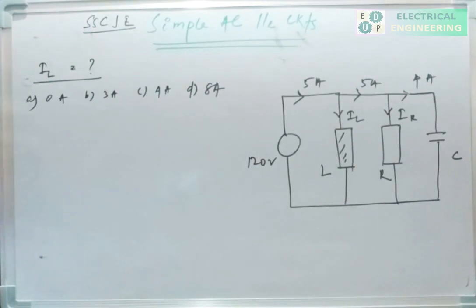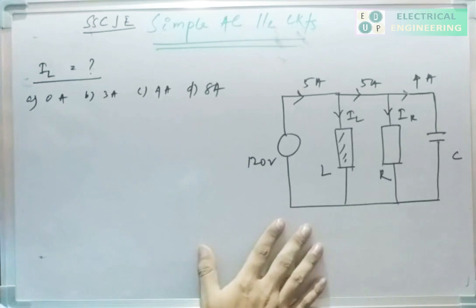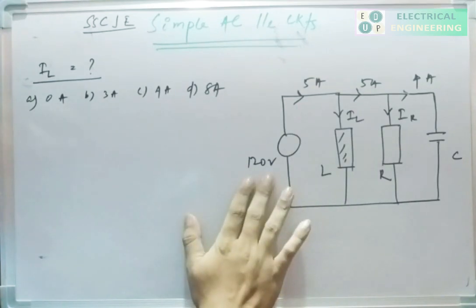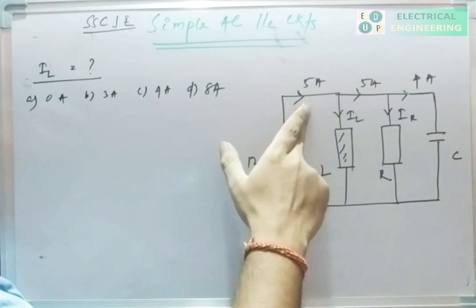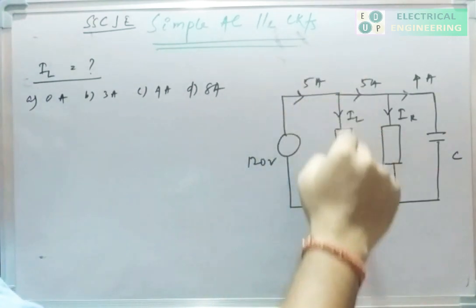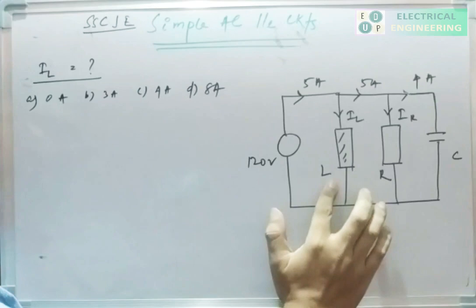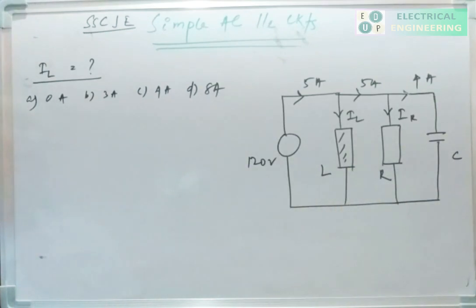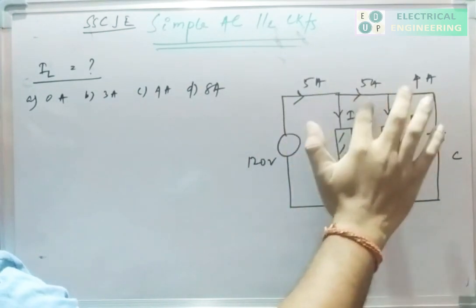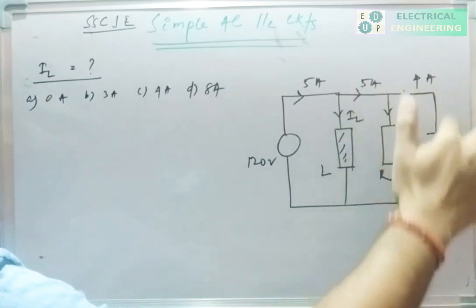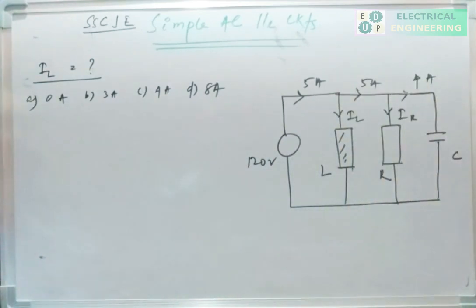Here in this question, you can see in the circuit diagram there is a 120 volt voltage source, 5 ampere is the total current that is being distributed among L, R and C, and this branch current is 5 ampere, this branch current is 5 ampere, this branch current is 4 ampere. 4 ampere is the capacitor current. Okay, so it is asking how much will be the current through the inductor. Option A is 0, B 3, C 4 and D is 8 ampere. So let us do it.